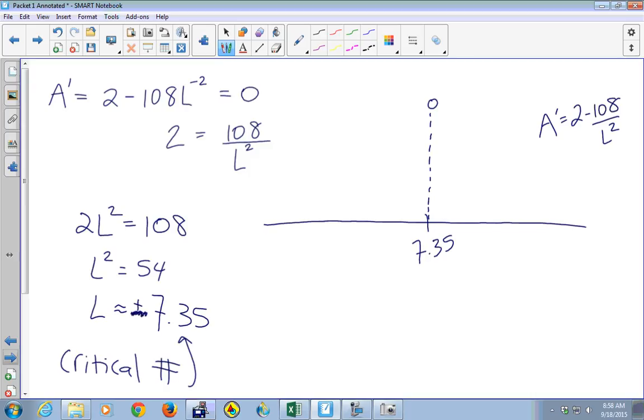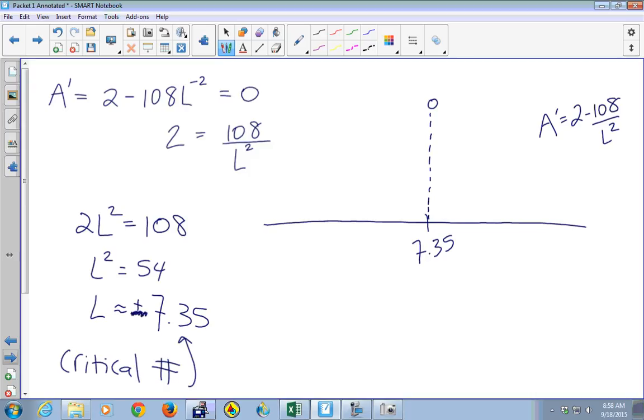What if I'm to the left of 7.35? Pick any number you want that's left of 7.35, something smaller than 7.35, and plug it in here. This is the slope of the tangent line. What's a really easy number to the left of 7.35? 0 is real easy, except what's the problem with 0? The derivative is undefined there.